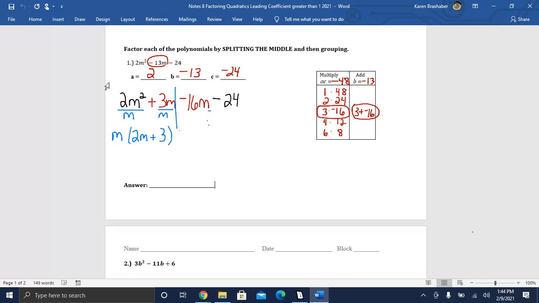On the other side of the cut line, I have both negative numbers. So remember, when your third term is a negative, then we need to divide by a negative.